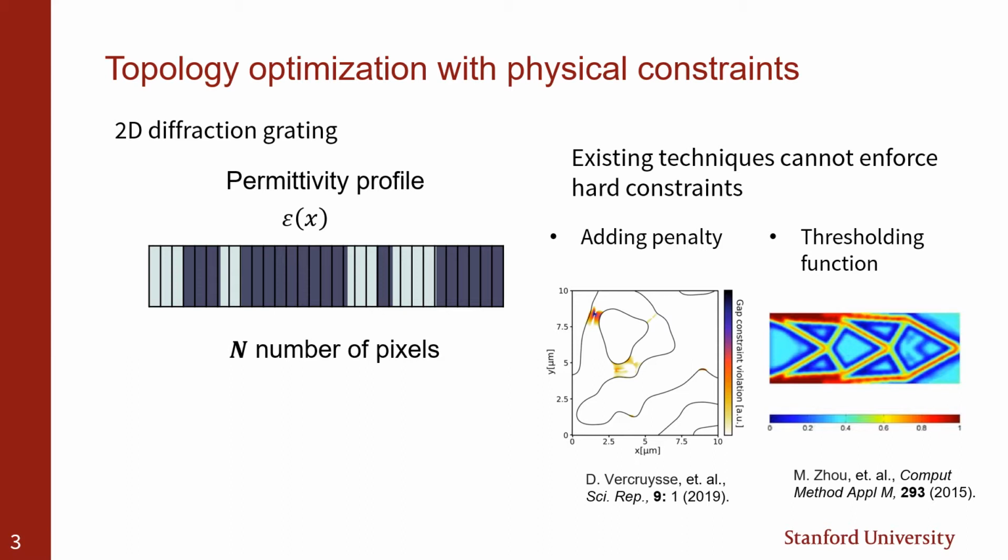However, it is actually not easy to directly enforce this minimum feature constraint in the pixelized space. Existing techniques such as adding penalty terms in the figure of merit or applying threshold filters are able to push devices towards regions of design space that satisfy the desired constraints, but they don't guarantee the enforcement of constraints.